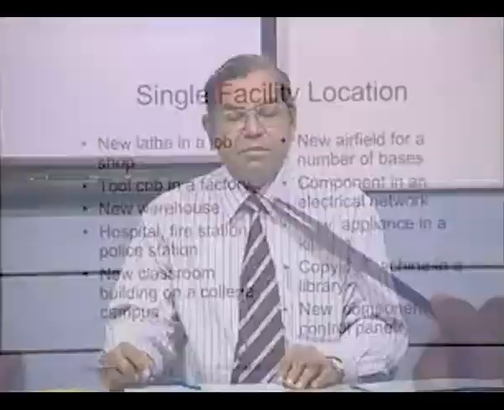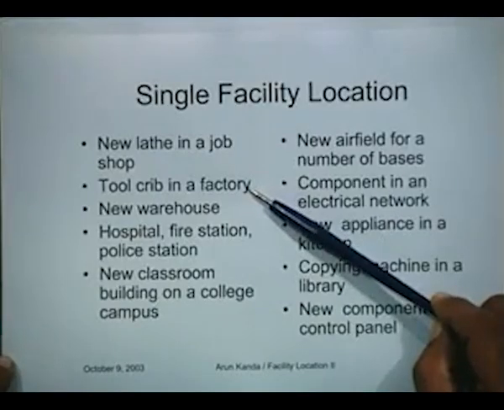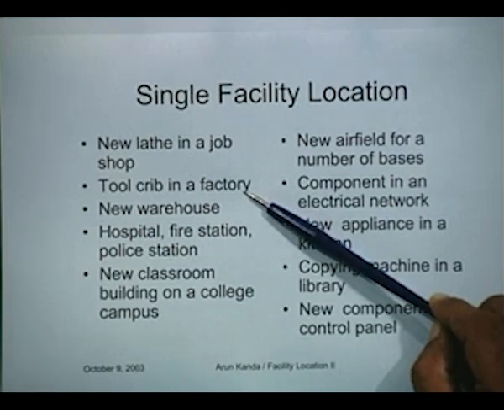It's a single facility location problem because you're trying to find out the location. A tool crib in a factory. A tool crib is the place where workers take their tools and deposit their tools every time. So it's a common facility for all workers. You might want to find out what is the best location of the tool crib such that the total travel distance of all the workers is minimized, which means total time is minimized, which means their productivity is maximized because they are wasting less time in commuting in that sense.